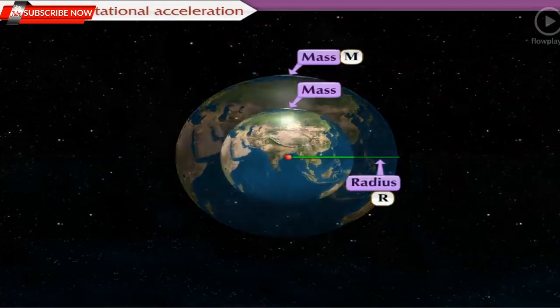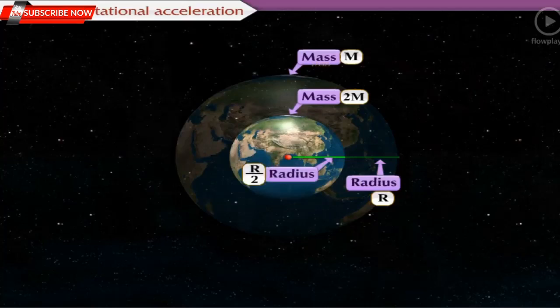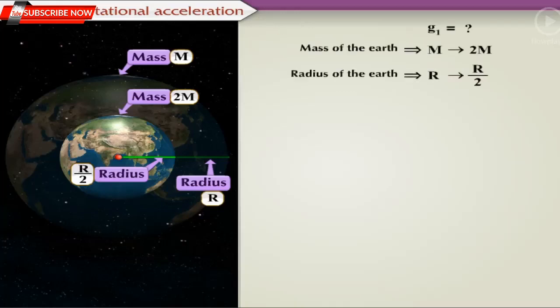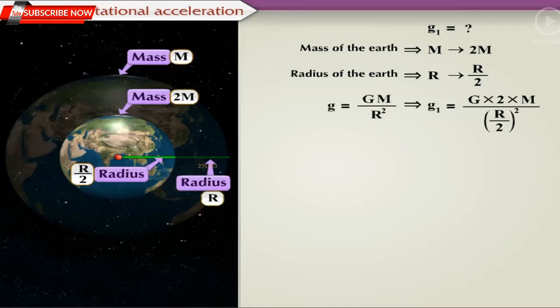Suppose the mass of the Earth is doubled and its radius is halved of its original value, then what would be the value of small g on the surface of the Earth? To find out this value, say g1, we will substitute the value of mass of the Earth and the radius of the Earth given in the equation. g1 is equal to capital G into 2 into capital M upon (capital R by 2) square. Rearranging this equation, we get g1 is equal to 2 divided by 4 into capital G into capital M upon capital R square.